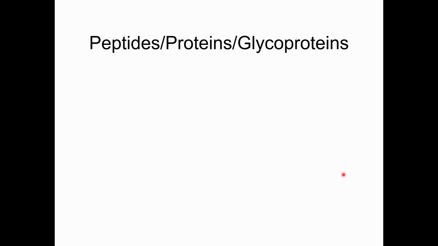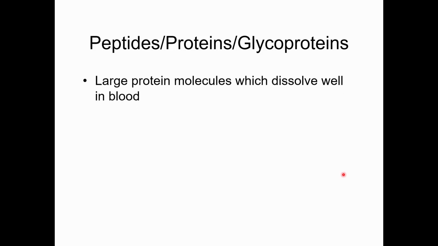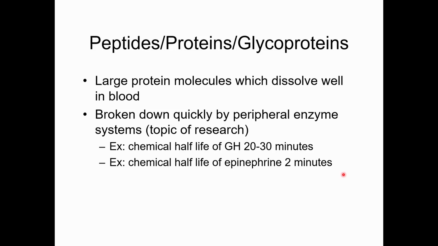Alrighty, let's go on to peptides, proteins, and glycoproteins. We all sort of put that together in one big category. These are larger molecules. They dissolve very well in blood, and they're broken down by peripheral enzyme systems. Sometimes that's out in the blood, sometimes that's inside the cell, and people are basically studying how peripheral enzymes break down peptide hormones.